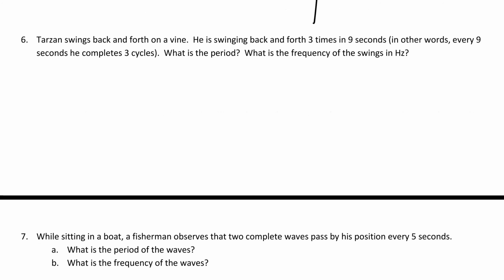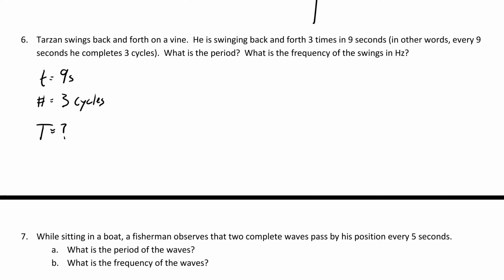Similarly, now we got Tarzan swinging back and forth on a vine like a pendulum. He's swinging back and forth 3 times in 9 seconds. So we'll write the given info. The time is 9 seconds. You get 3 cycles. And it says, what is the period? And then, what is the frequency in hertz?